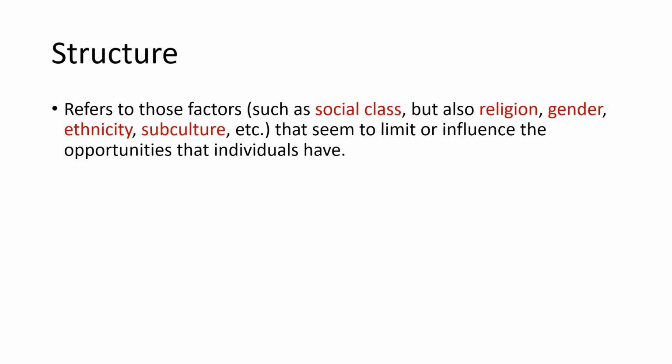Whereas structure refers to other factors such as social class, religion, gender, ethnicity, subculture, having money or not having money, having power or not having power, that seem to limit or influence the opportunities that individuals have. Anarchy, in this case, is a great example. Not knowing about the future, not having certainties about the future, might have an impact on the decisions or everyday actions of states.